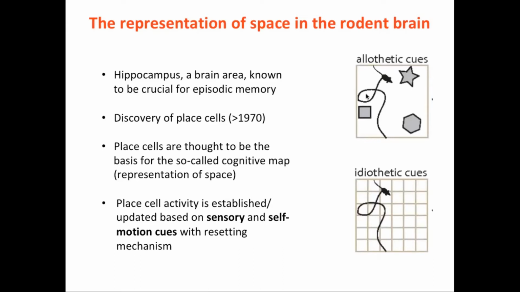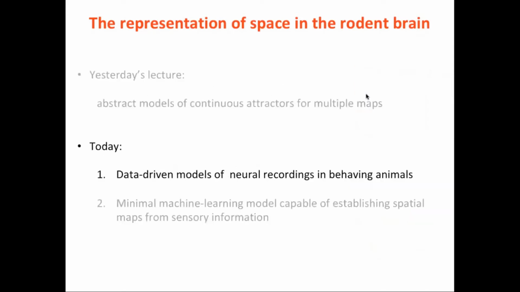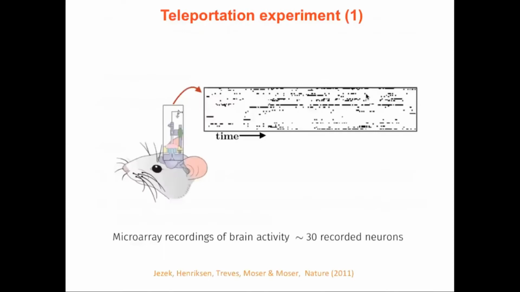One question we are interested in today is how place cell activity can be established and updated based on the sensory and self-motion cues, and especially how the two sources of information, depending on how reliable they are, can be used preferentially by the animal during its exploration of space to build this spatial map. So in the first part of the lecture, I'm going to talk about data-driven models based on neural recordings in behaving animals. The experiment I'm going to consider was done by Karel Jezek and collaborators and published 10 years ago.